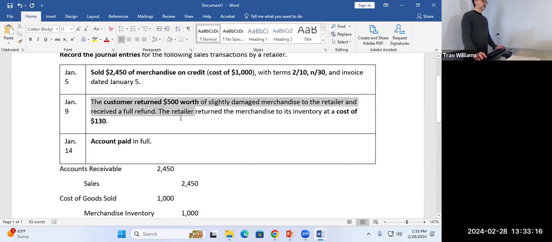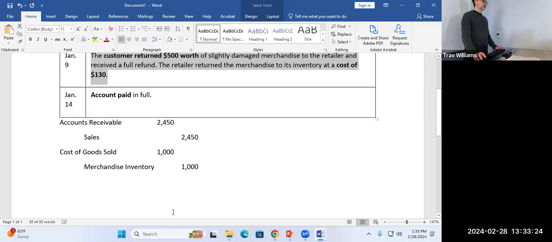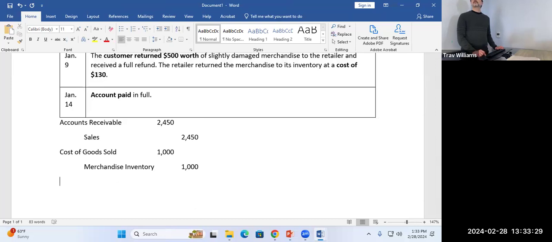Then the customer returns $500 worth of merchandise, which cost us $130. How are we going to journalize that return? What would we debit? Sales returns and allowances. Exactly. Thank you, Julian. Sales returns and allowances. That's going to be 500.